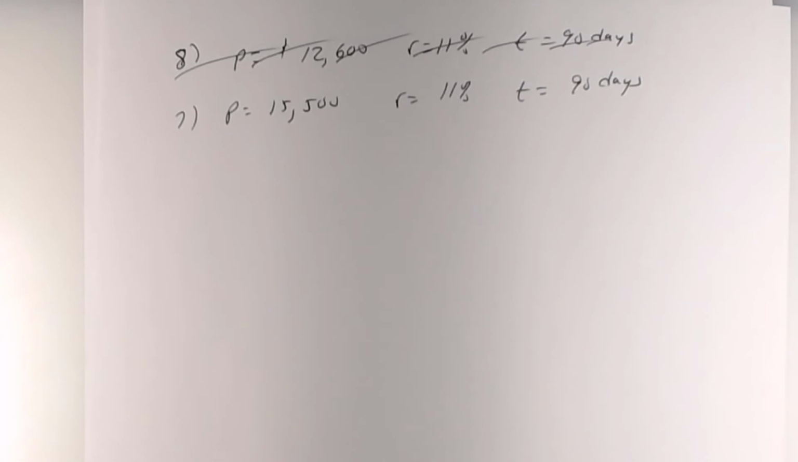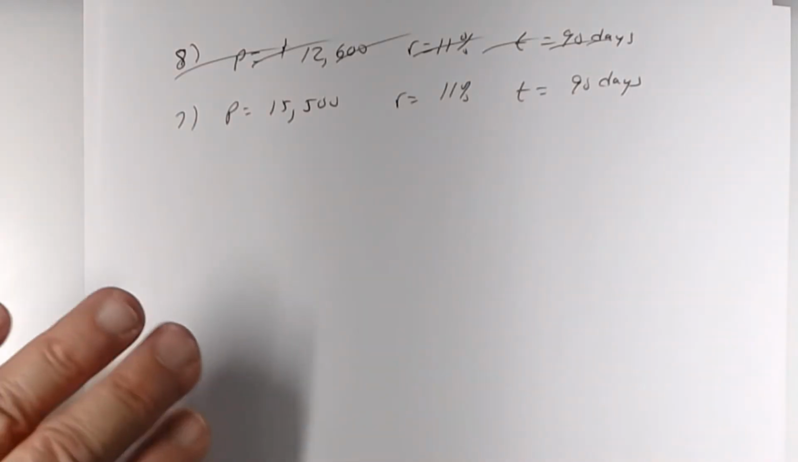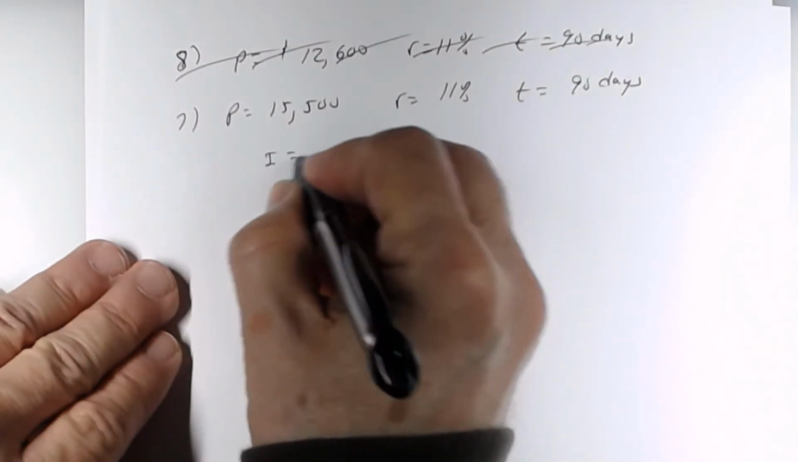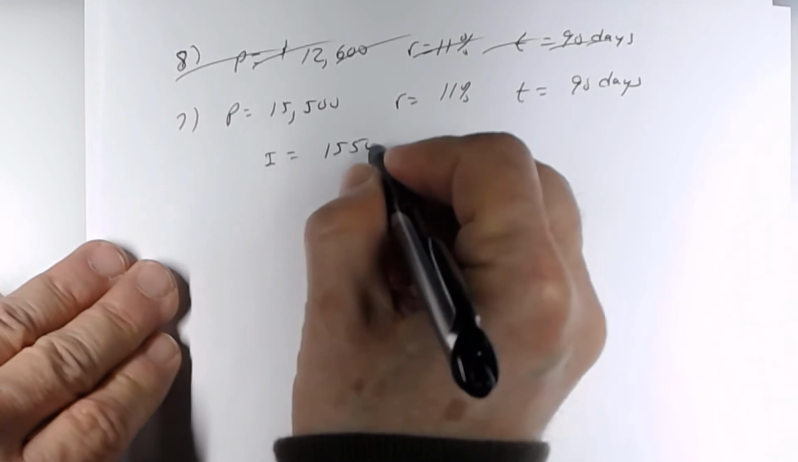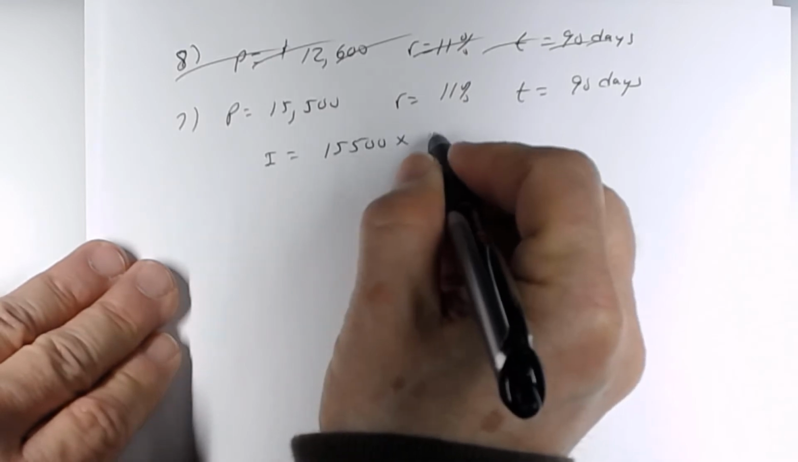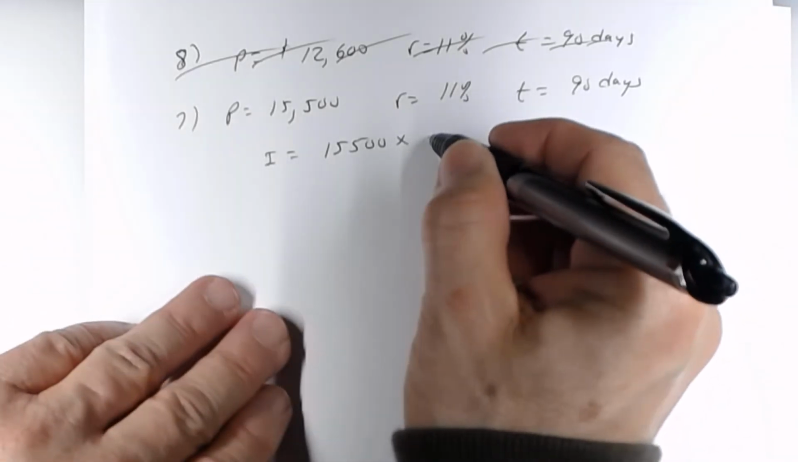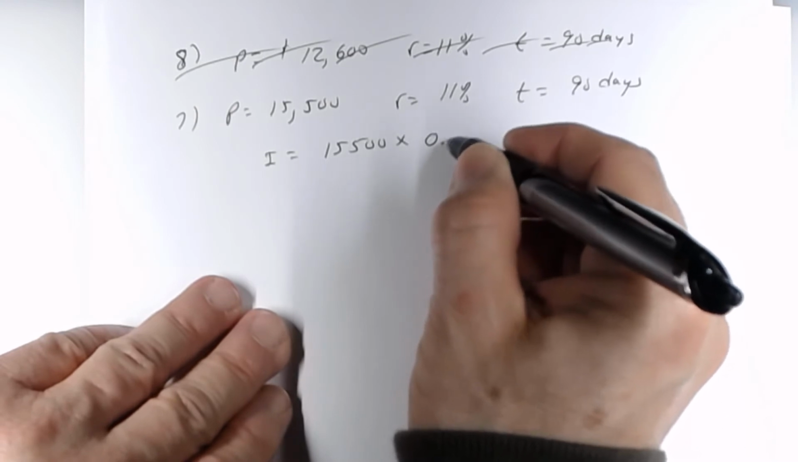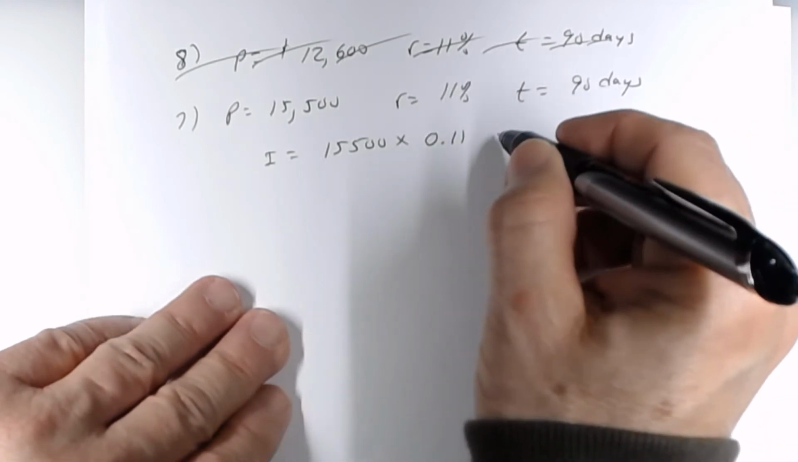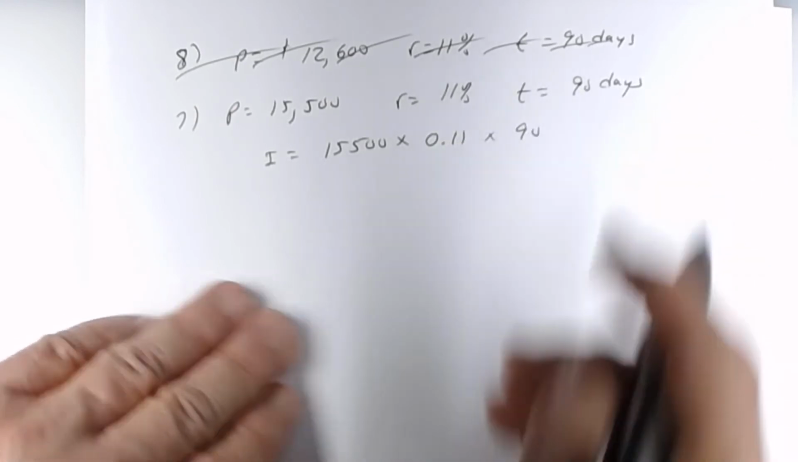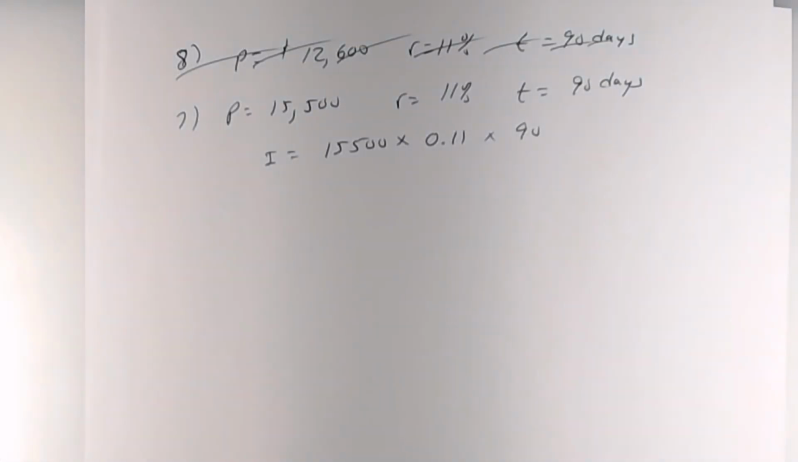All right. Well, again, be a little bit careful, because if you find the simple interest on this, and you say that interest equals the principal times the rate, and what's 11% as a decimal? 0.11 times, and if you put 90, well, I won't be here 90 years.